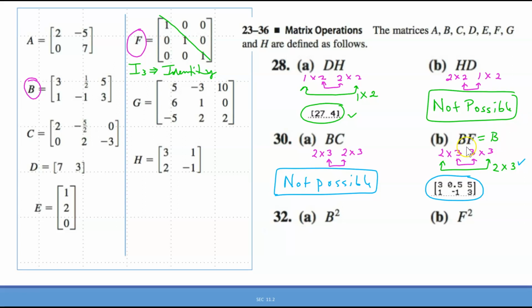F is a special matrix with ones along the diagonal. It's called an identity matrix. An identity matrix works like 1 when we multiply. B times 1 would give us B. Okay, let's continue on. We have B times B. B is a 2 by 3. B is a 2 by 3. These numbers don't match up, so this matrix multiplication is not possible.